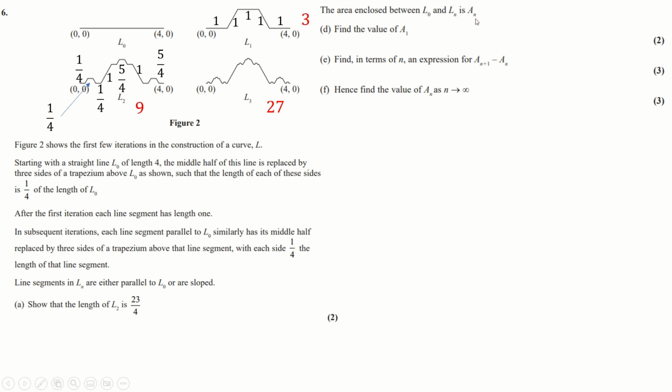Next bit, so the area enclosed this time, so we're talking about areas now, between L0 and Ln is An. So if you put L0 here, it's looking for the area enclosed between the 2 bits, which is obviously just a trapezium here, which is actually what we have to do for the first bit, is find A1, which is the area between this one and this one.